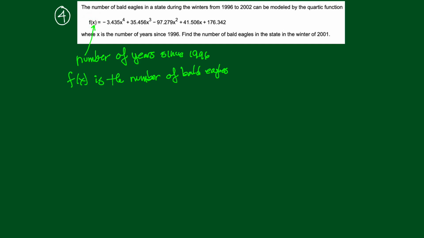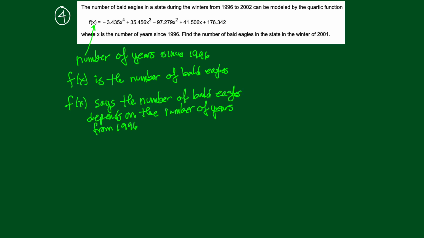So when you read this, read it like this. At this part right here, just think of that. It's telling you that something depends on this. So the f depends on this. And f, in this case, is the number of bald eagles, and it depends on the number of years from 1996. And how do we get that? How do we make the conversion? We do all of this.